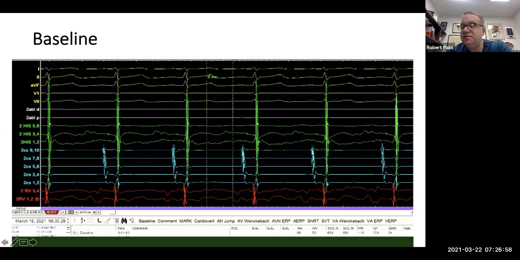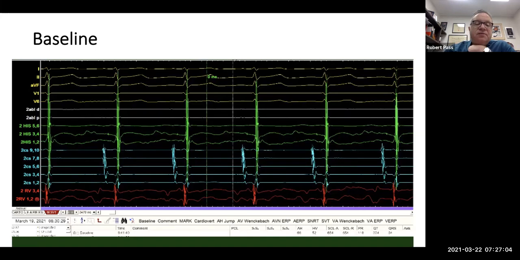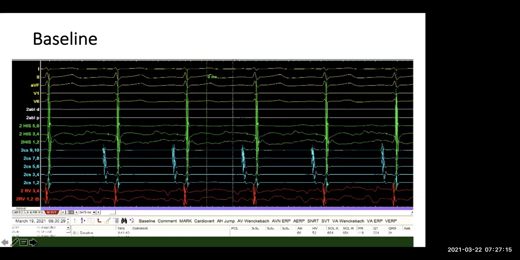What is the normal HV interval again? 35 to 50. 30 to 50. Okay, I can just tell you, having looked at a million of these, this is definitely in the 35 to 50 millisecond range. So this is not pre-excited. So we agree with Dr. Mohan.